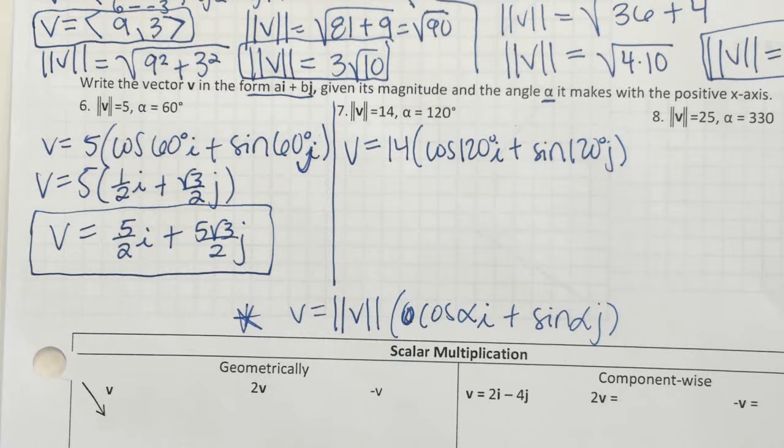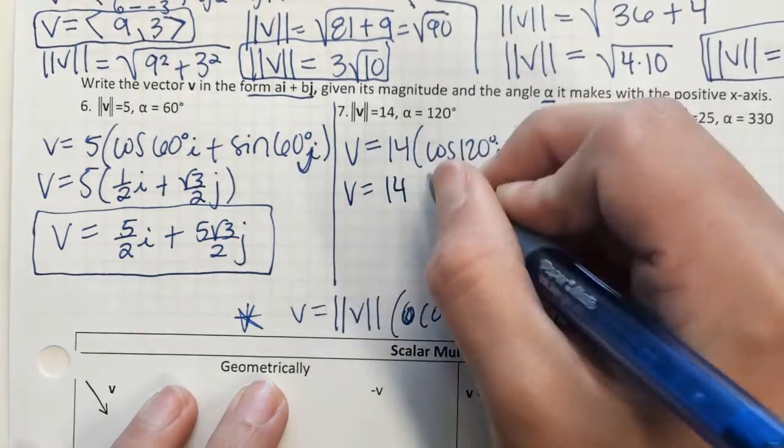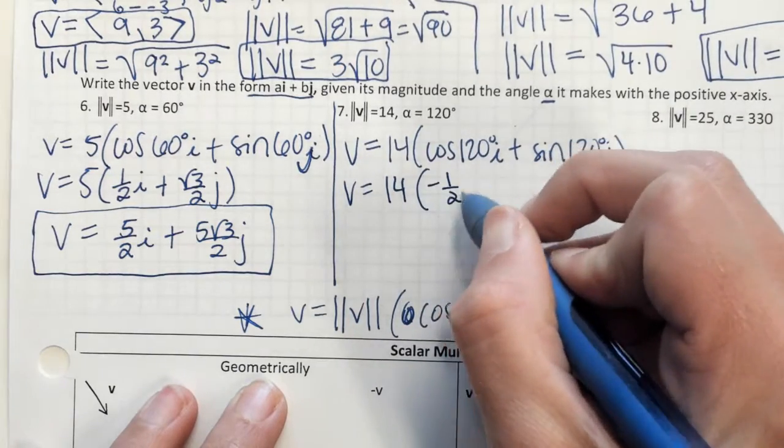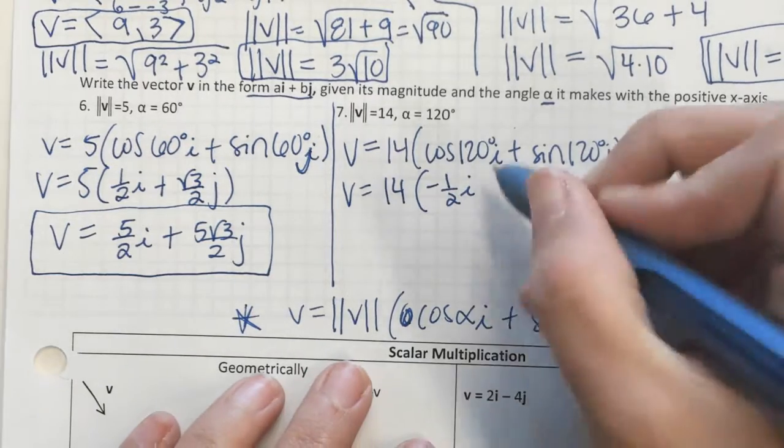Now, take a minute to go ahead and find cosine of 120 on your own. What is it? Negative 1/2. Because 120 is in what quadrant? Second. Good. So it's going to be negative. So we have 14 times negative 1/2 i. And what is sine of 120? Positive or negative? Positive. Very good.